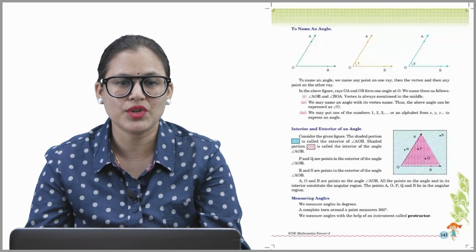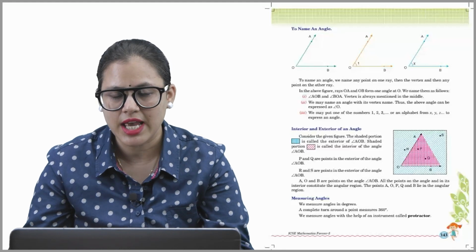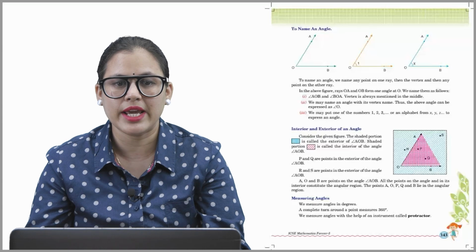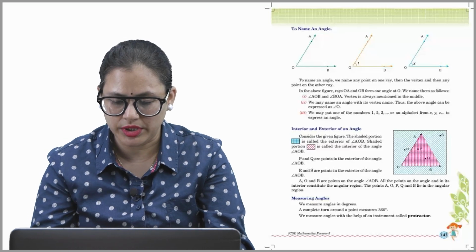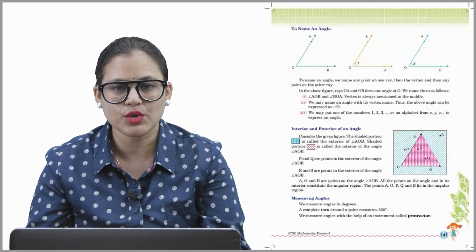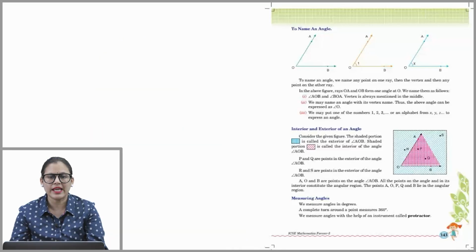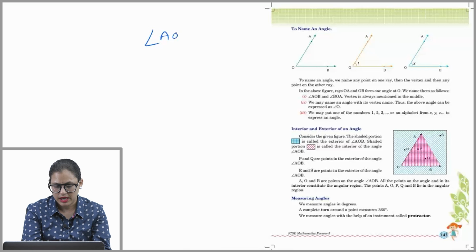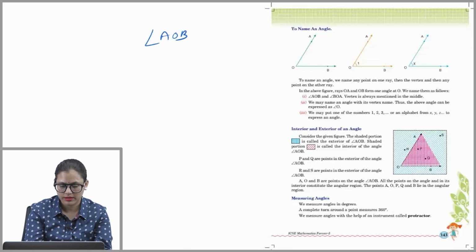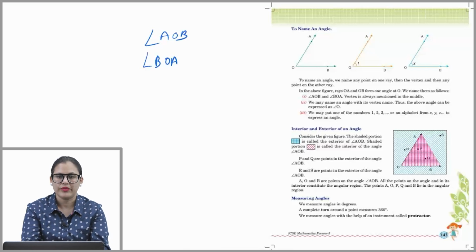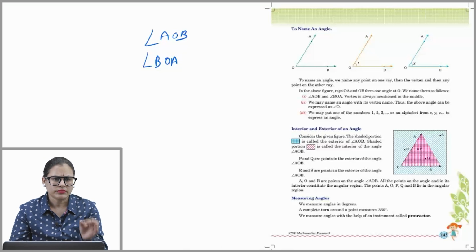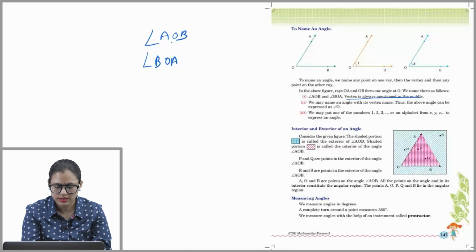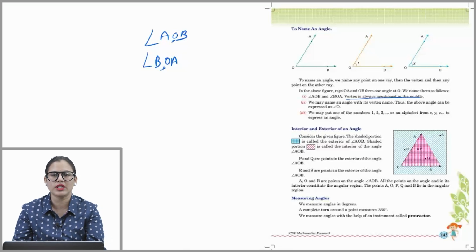To name an angle, we name any point on one ray, then the vertex, and then any point on the other ray. In the above figure, rays OA and OB form an angle at O. We name it as follows: angle AOB, or angle BOA. So the vertex is always mentioned in the middle. O is the vertex, so it is always mentioned in the middle.